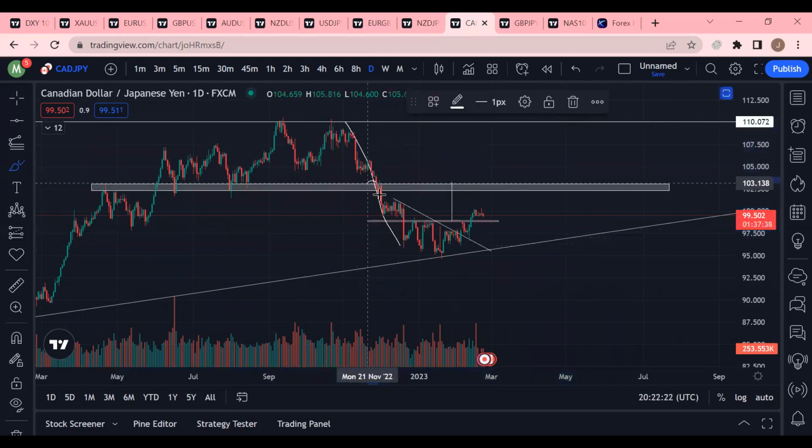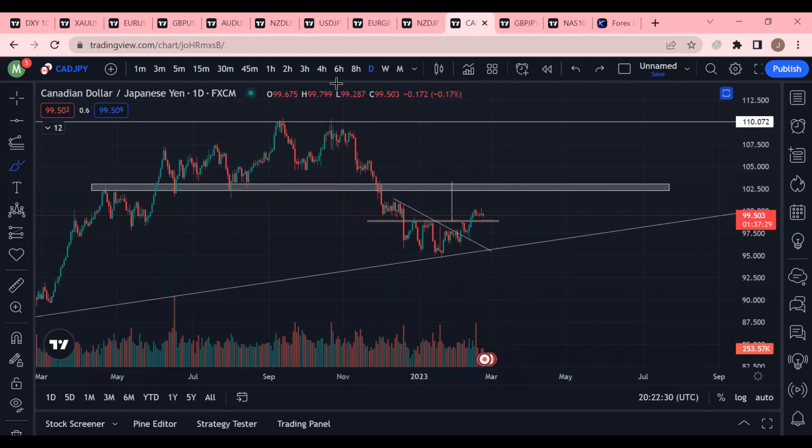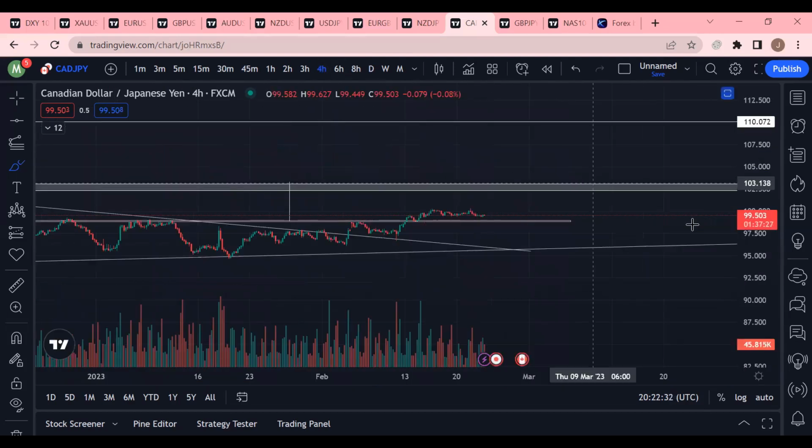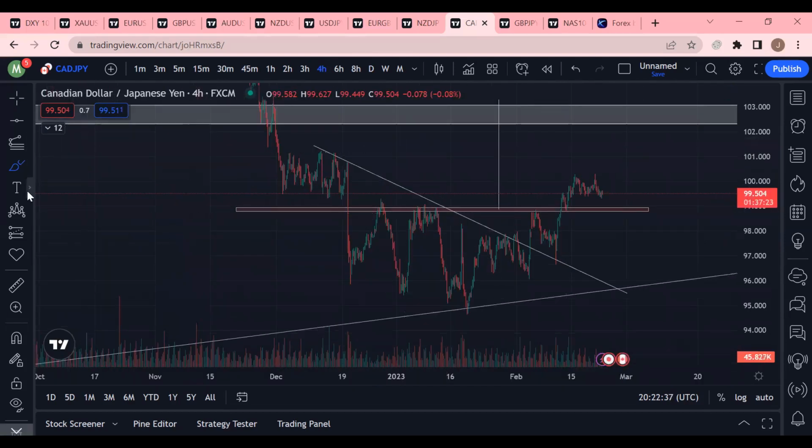Since we broke here, this was supposed to be support before. Since we broke here, we need to come and find resistance here, which perfectly aligns with whatever we're doing on the 4-hourly right now. I'm waiting for this break and retest. So since we're broken up, let me show you something.